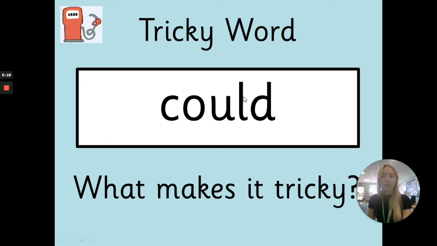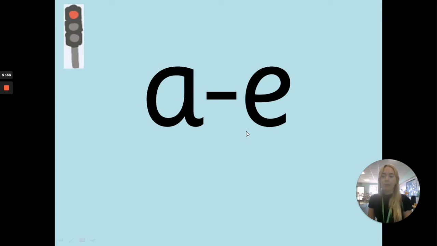So you'd say to the children, if we look at the digraph that we recognise, ow, it's not actually making ow, it's making a different sound. And we'd also point out we've got a silent L, so that's what makes it tricky. And then we'd move on to our teach point.